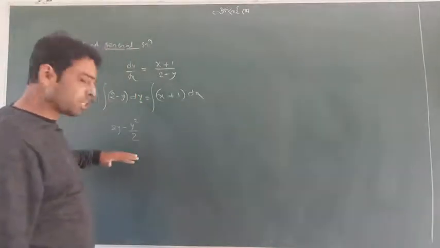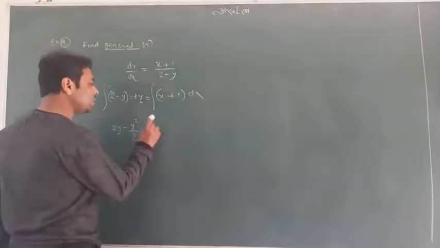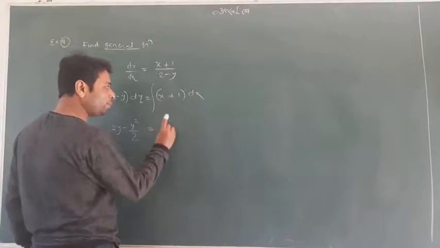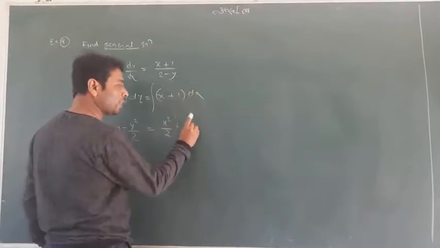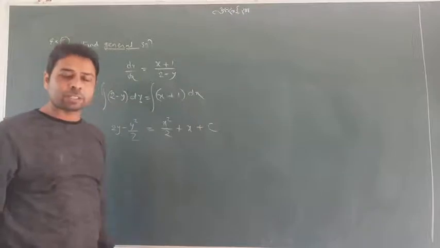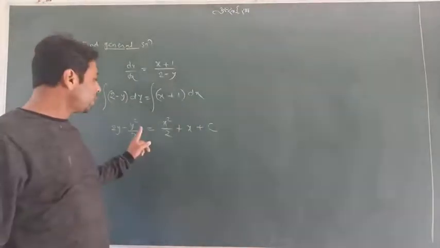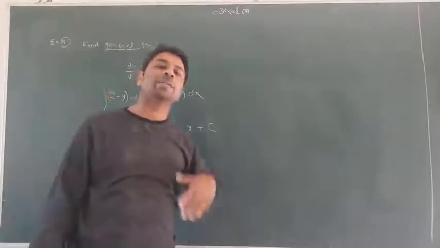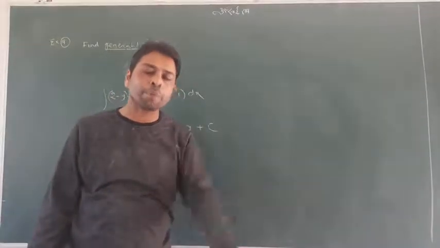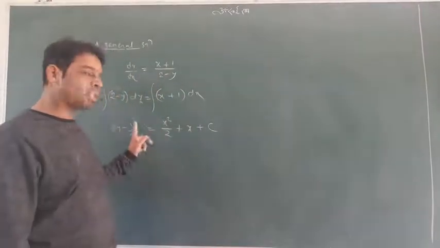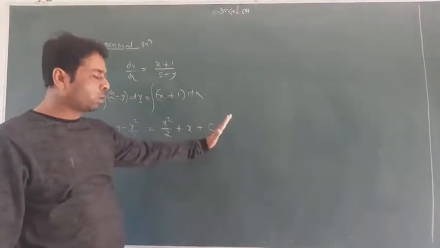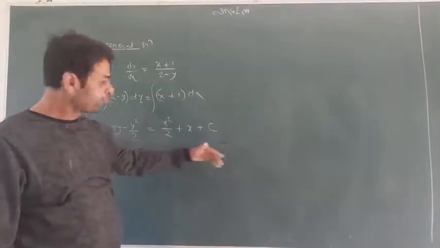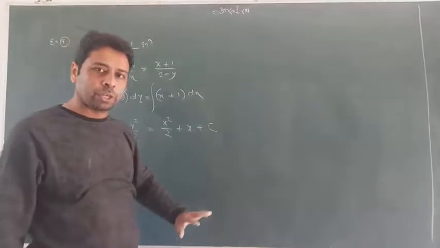Write the term on the left hand side without a constant, and write here x square by 2, the integration of 1 is x, and write here c. It's completed. If you write c here, you would write c1 or something like that, and c and c1 will combine and again give a single constant. So you should not write the constant on the left hand side. Make a habit of writing the constant on the right hand side. And now it is an equation.